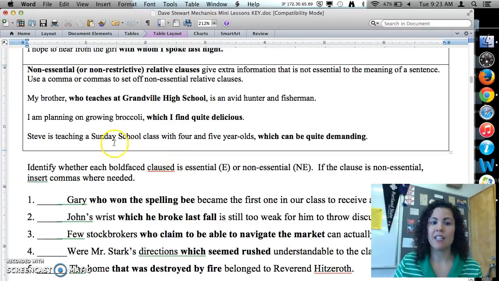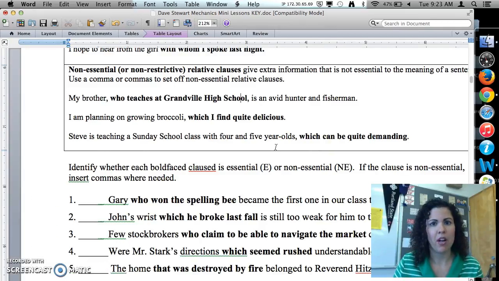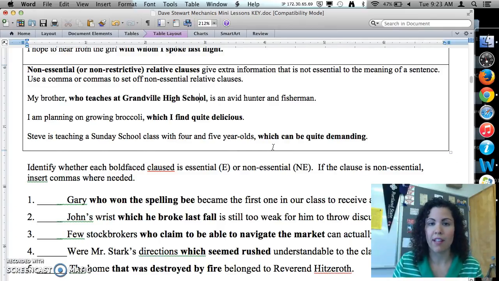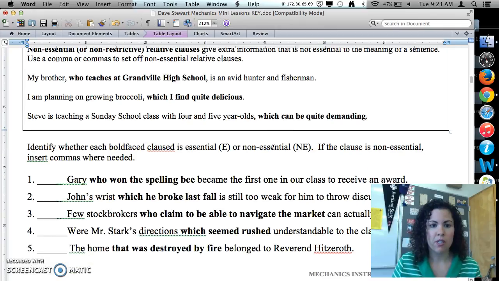Then we have Steve is teaching Sunday school, a Sunday school class with 4 and 5-year-olds, comma, which can be quite demanding. True, 4 and 5-year-olds can be. But again, that doesn't need to be there in order for the rest of the sentence to make sense. So it is a non-essential, non-restrictive relative clause. Okay, lots of information, and this one is tricky, so if you feel like, hey, I'm having a hard time, yeah, you probably are, and that's okay. But let's go through these ones here together, and then you guys can do some on your own, and you can check and see how you're doing with the answer key.